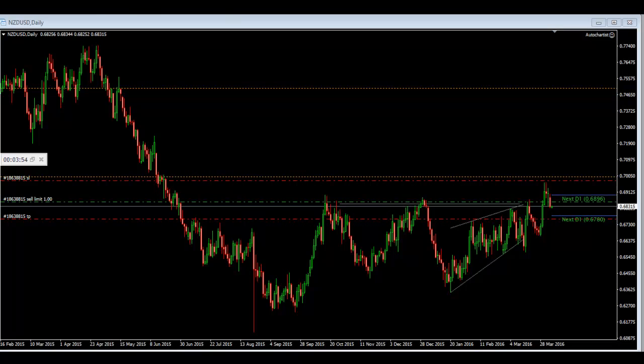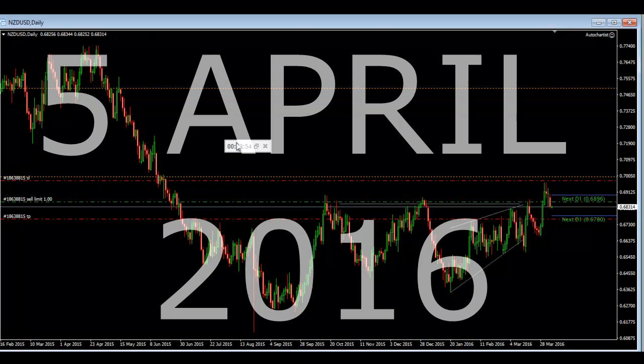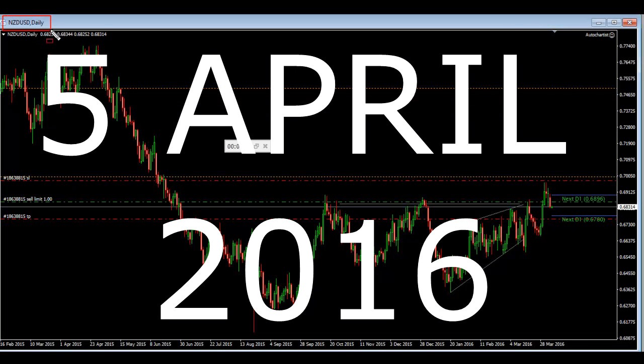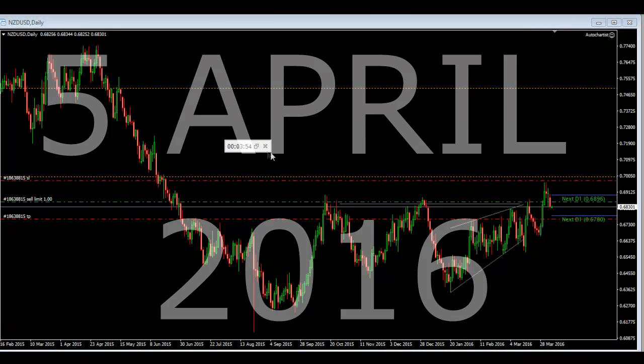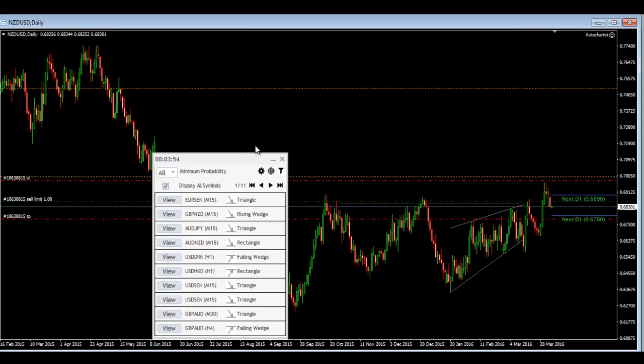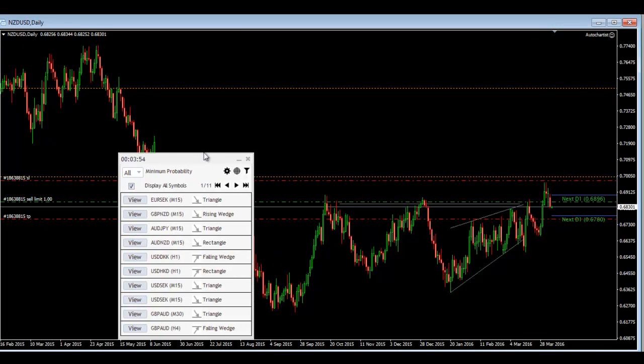Hey guys, this is Mike from the James 16 group again here with another pending trade I have on the New Zealand USD daily chart here. What's interesting about this trade is that we're going to utilize a historical pattern spotted by Autochartist and still use it now.